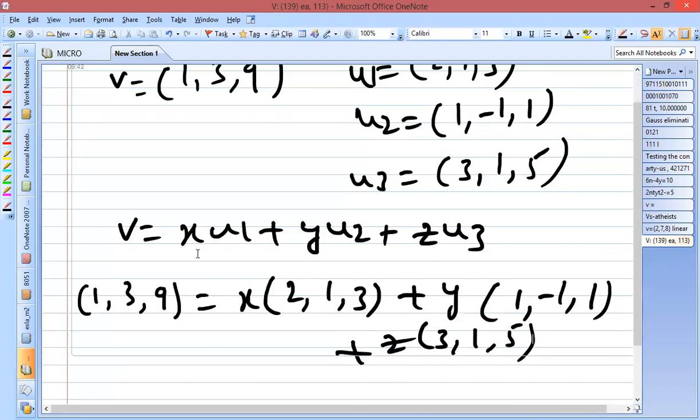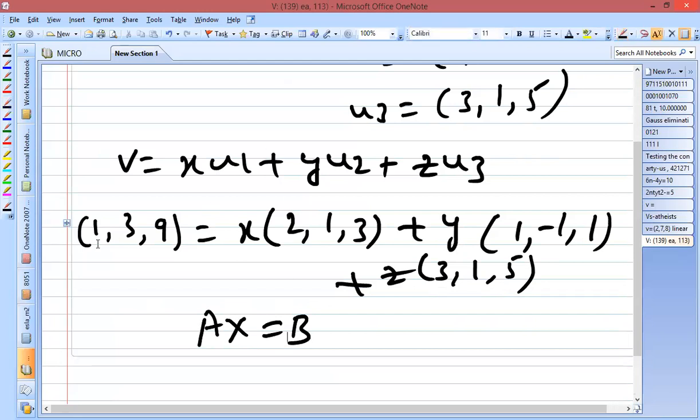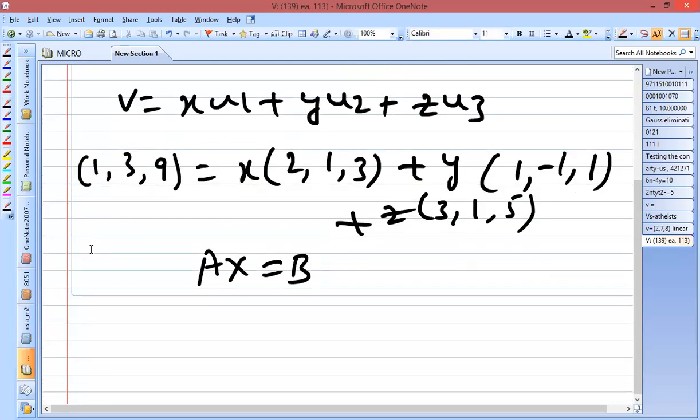So comparing or using the equation v is equal to x u1 plus y u2 plus z u3, we have written it like this. Now we'll make it into the equation Ax is equal to B, that is, in the equation form, you are going to express this. Here we'll be using the augmented matrix, row echelon method, and we'll try to get the values of x, y, z.